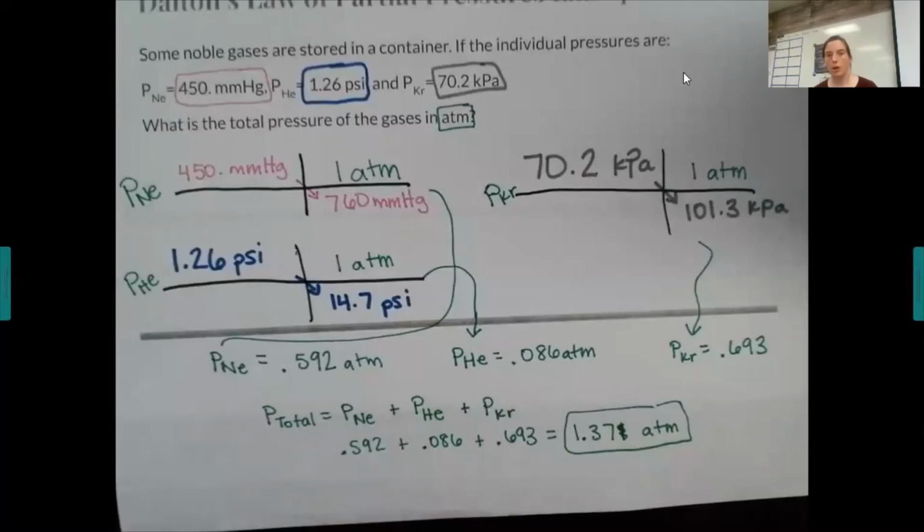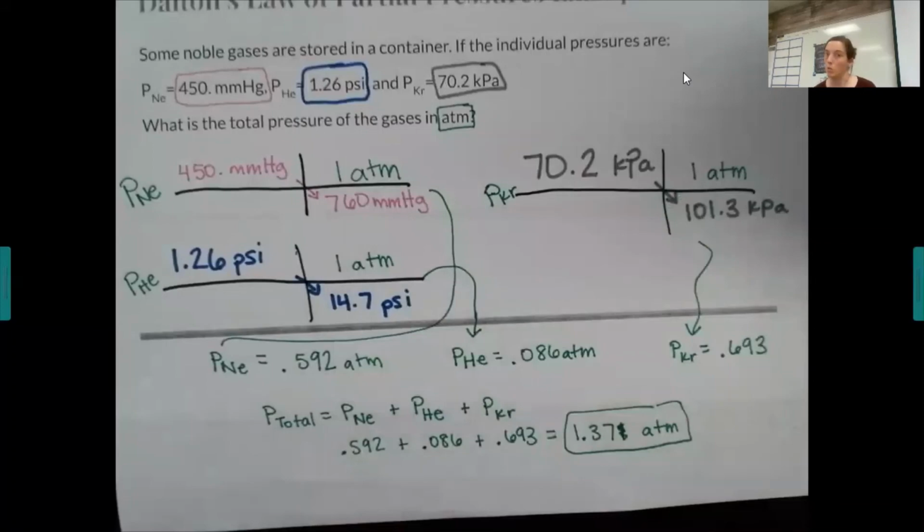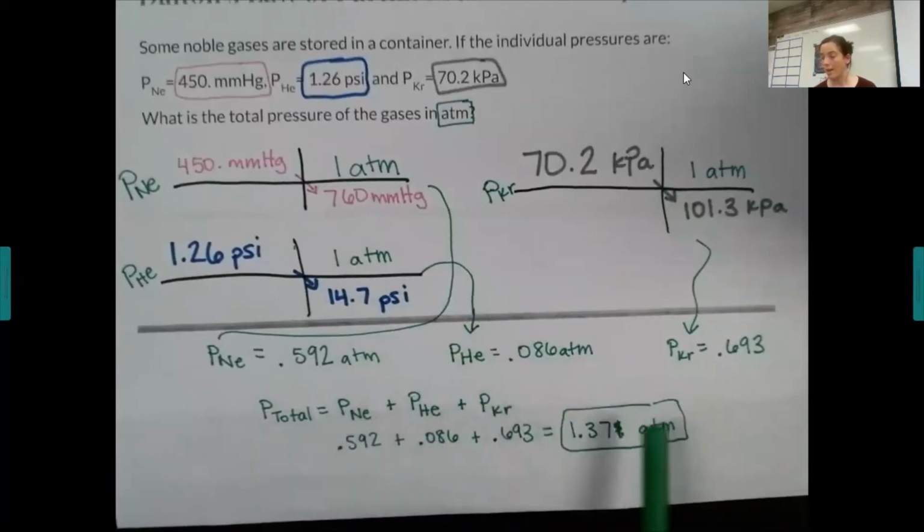The most confusing part about it is making sure you get everything in the same unit, because you can't add apples and oranges. You have to get them all to be apples or all to be oranges. That's what this is talking about. That's why we converted all these to atmospheres and then added it up.